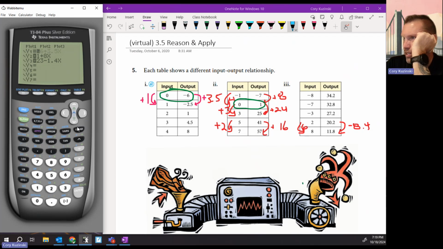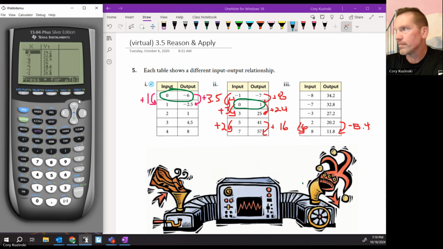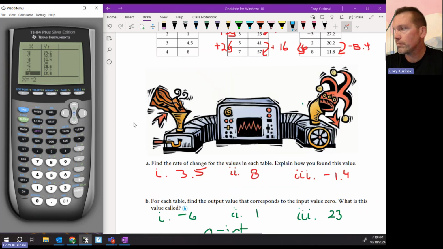Clear these other ones. Try to re-enter. This does not make sense. My 23 minus 1.4x. Going to my table. There's the 34.2. Why the heck was it showing -63? All right, we got it, right? I don't know. All right, we got it.